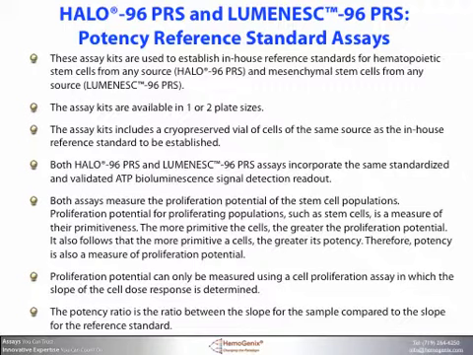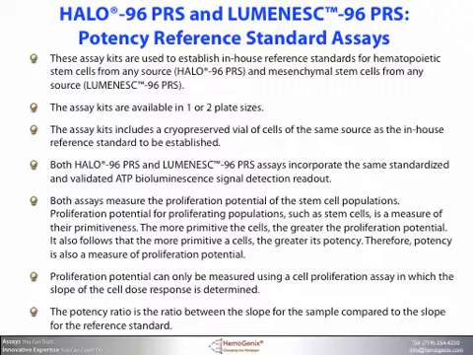Proliferation potential for proliferating populations, such as stem cells, is a measure of their primitiveness. The more primitive the cells, the greater the proliferation potential. It also follows that the more primitive the cells, the greater its potency. Therefore, potency is also a measure of proliferation potential.